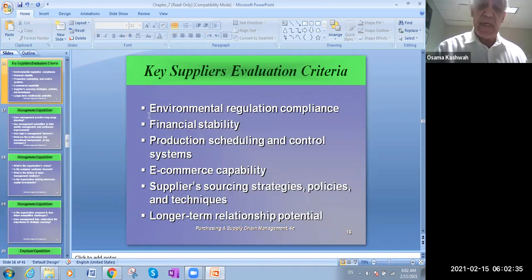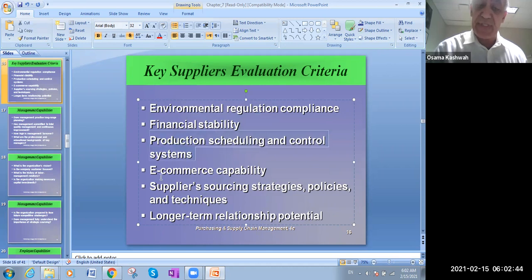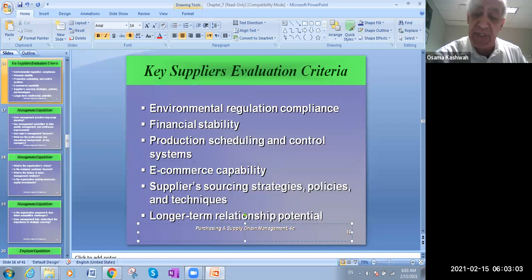Also, the environmental regulations, okay, the financial stability of the supplier, the production scheduling and control system, the e-commerce capability as well. Do I have e-commerce? Electronic commerce means I can do my transactions electronically or not. Is the other party, the supplier, having the same thing or not? Supplier sourcing strategies, policies, and techniques. Longer term relationship potential also is one of these points.